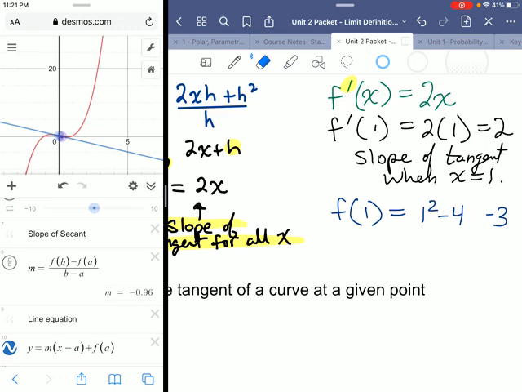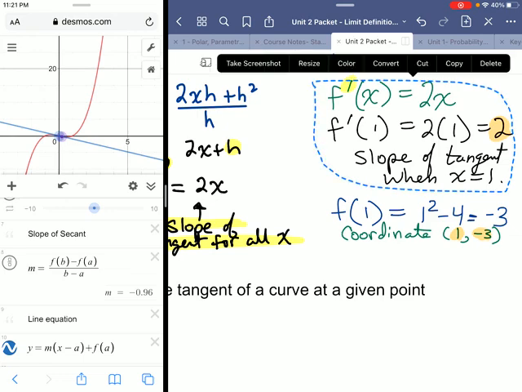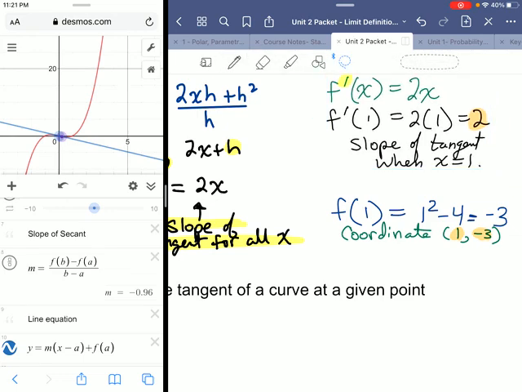So we know that there is a coordinate of 1 comma negative 3. So I have a slope and a point. Or I could say I have a point and a slope, which means I could use the point-slope form of a linear function. And so that'll get us the rest of the way.